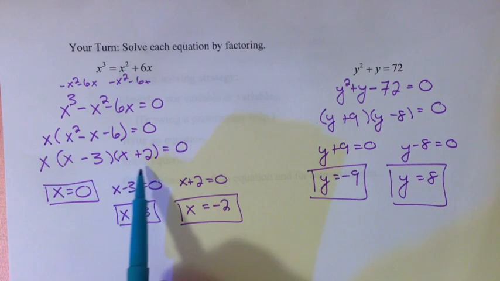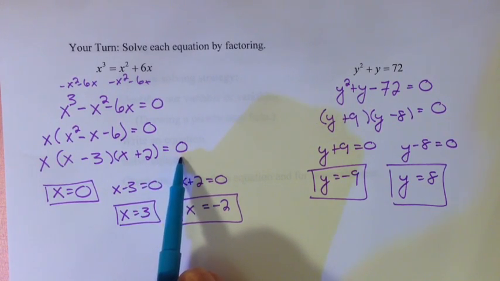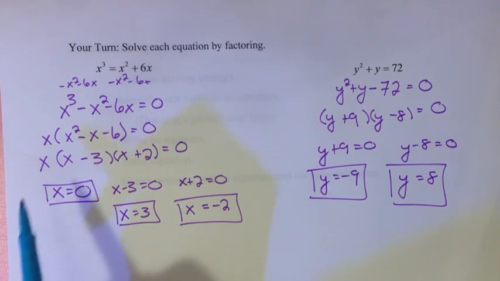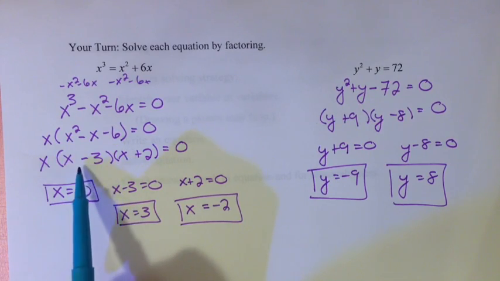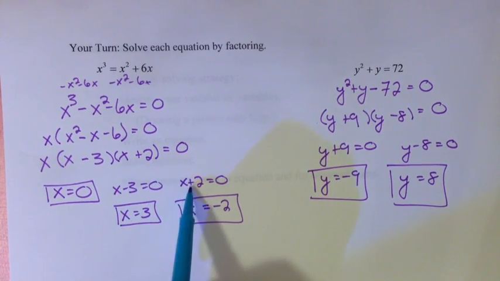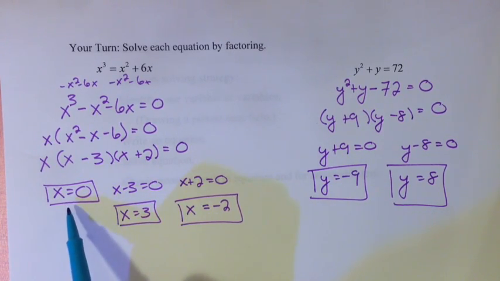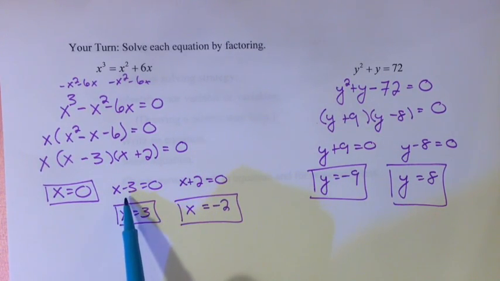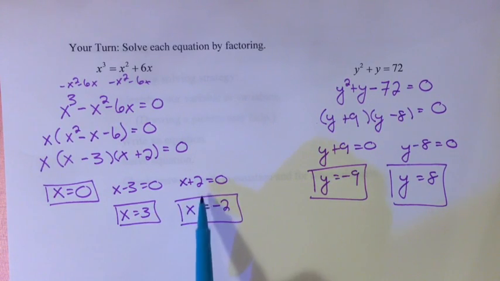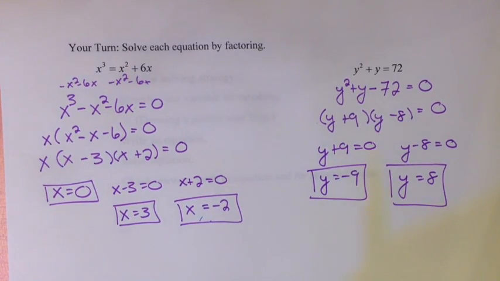Now I have three things being multiplied together to equal 0, which means that there will be three possible answers. Either the x is 0, the x minus 3 is 0, or the x plus 2 is 0. That gave me three little equations to solve. The first one was really easy. And for the second one, I ended up with x equals 3. And then for the third one, I got x equals -2.